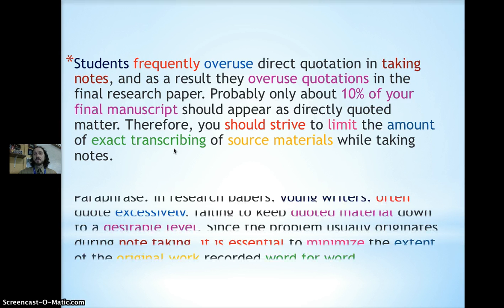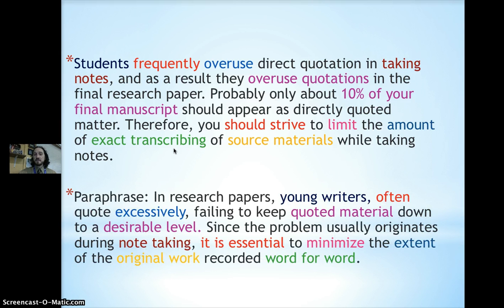And then you can see here in my bottom example the paraphrase, and you can look at the color. Frequently has been changed to often. Students have been changed to young writers. Excessively, overuse, taking notes, note-taking. We have a desirable level in place of 10% of your final manuscript. Word for word is another way of exact transcribing. Source material, original work.